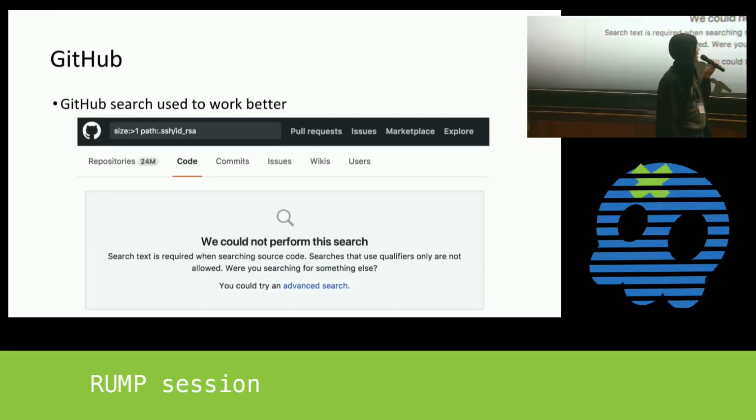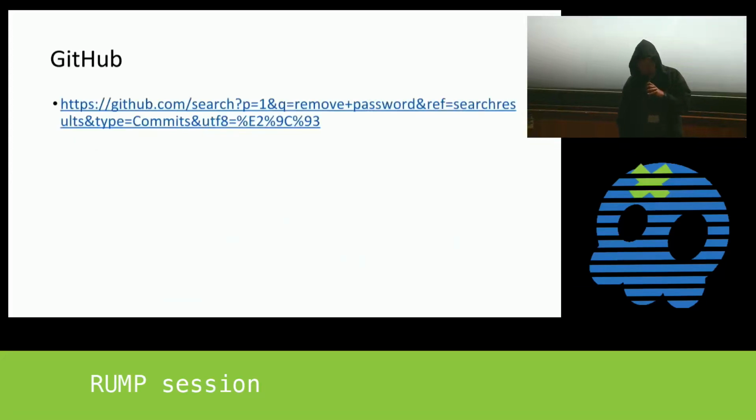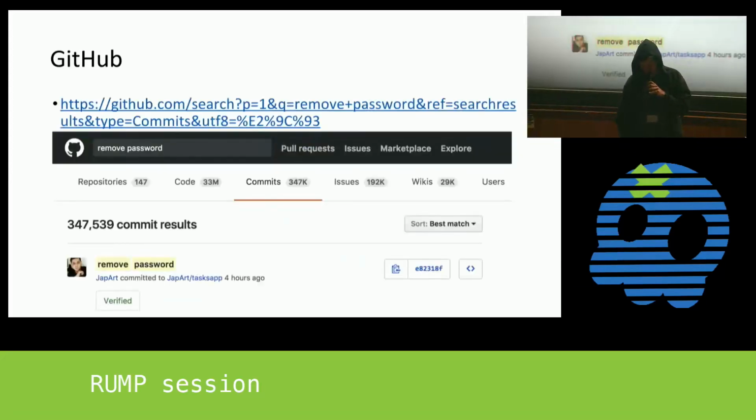GitHub also has some nice tricks, but used to have in 2014, but then they restricted the search box. So now you cannot search for RSA files, name id_rsa with a size over 1 if you don't provide any content. So how do you do? I mean, at this point you're probably stuck, but if you reach level 2, then you search for a commit message called remove password. And this one is 350,000 commits.